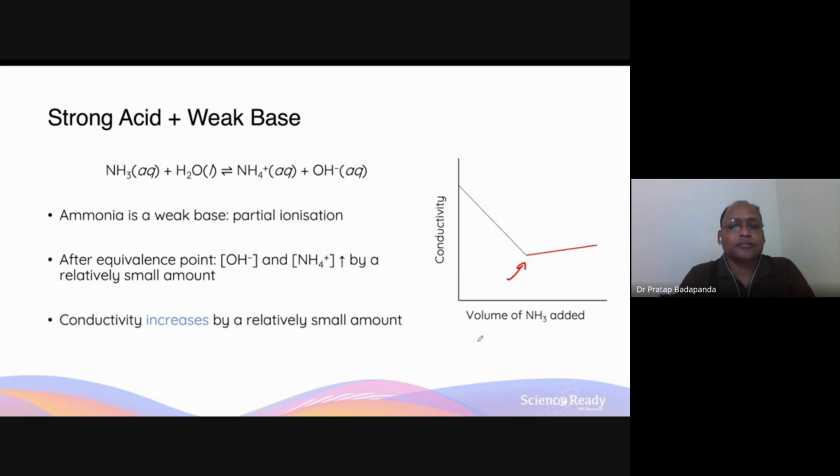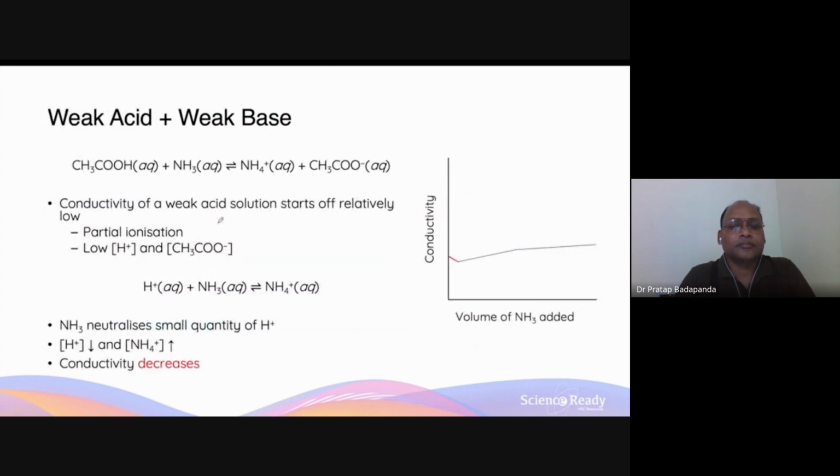The titration between a strong base in the beaker and a weak acid from the burette will also look like this. As an extension example, the conductometric titration between a weak acid and weak base looks vastly different. Again, the conductivity starts off relatively low due to the partial ionization of the weak acid. As the base is being added, the small amount of hydrogen ions that was present are neutralized, which results in a small decrease in conductivity.